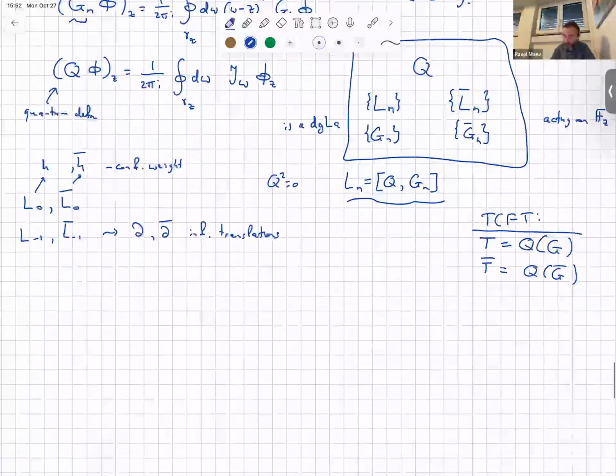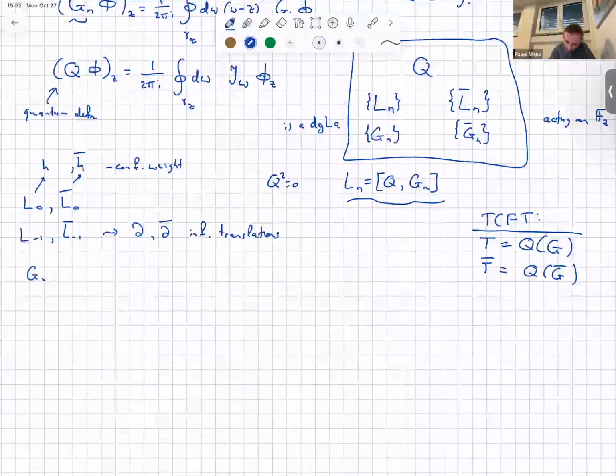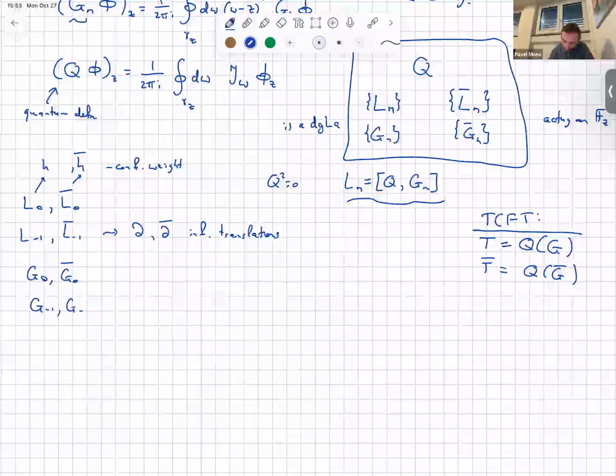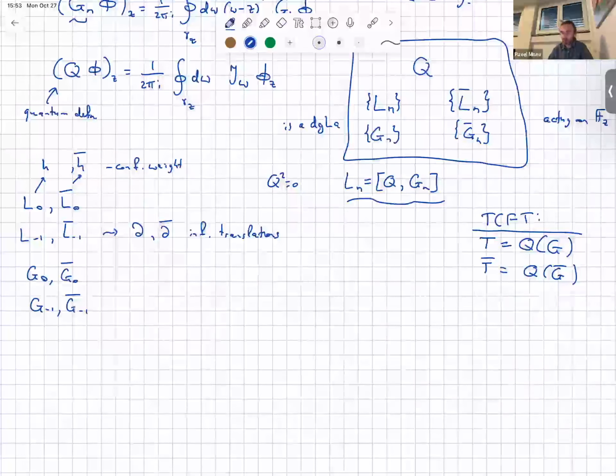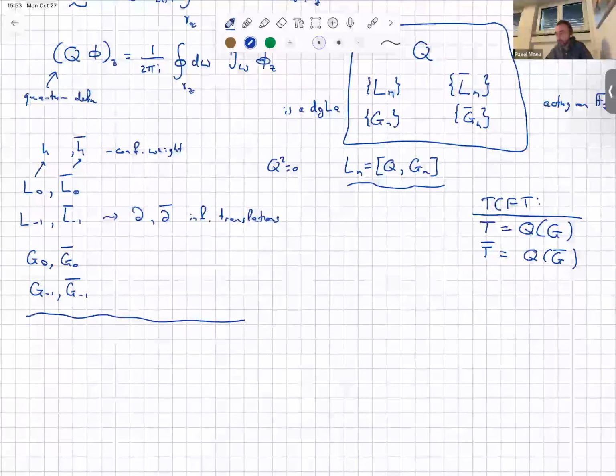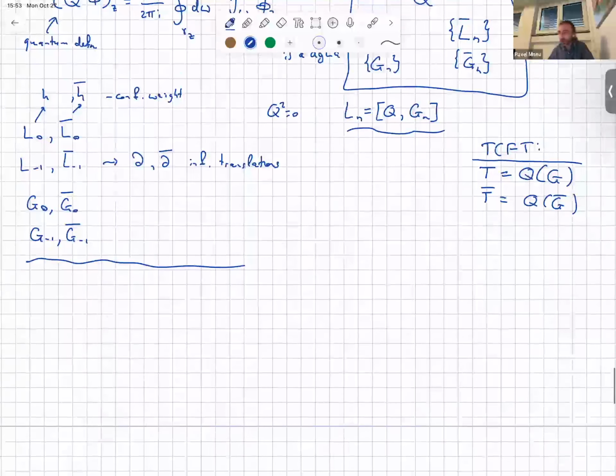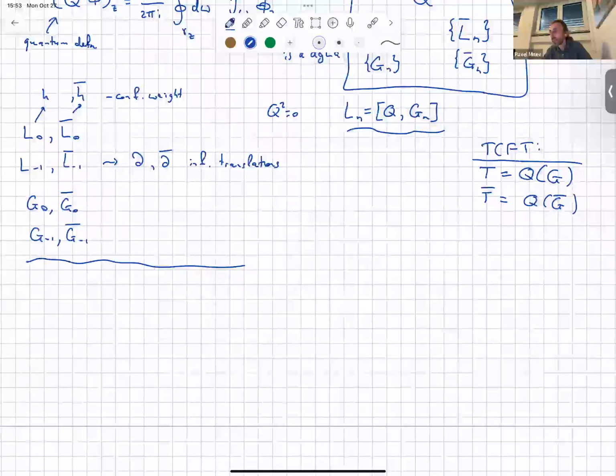In a topological field theory, the corresponding Fourier components of the G fields, the mode operators for the G field, are important. Hopefully I'll mention something about why they are important. Now, something that one can study in a TCFT is Witten's descent equations.